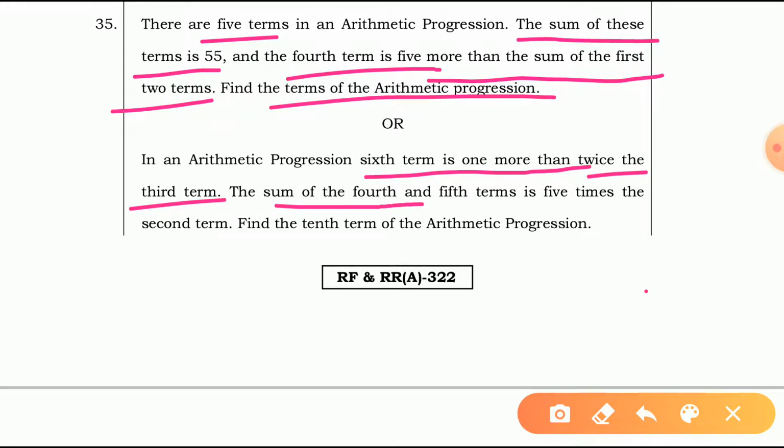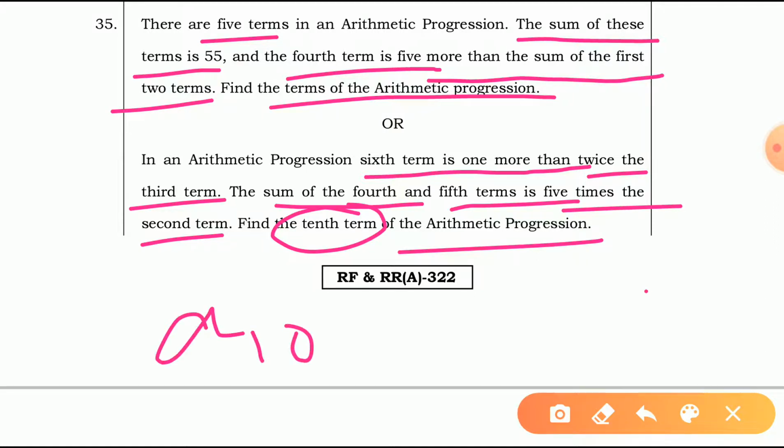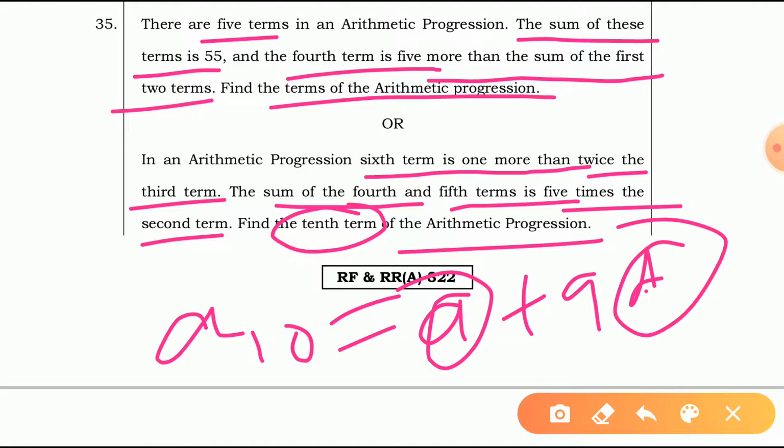The sum of the fourth and fifth terms is 5 times the second term. Find the 10th term of the arithmetic progression. Here, to find the 10th term of the arithmetic progression, it means to find a10. To find a10, we know that a10 is equal to a plus 9d. First we have to find the values of a and d by using the given data.